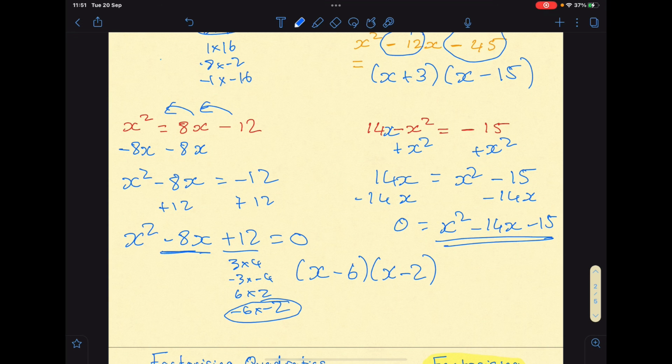Now it's in a form I can factorize. So what makes negative 15? Minus 15 times 1. 15 times minus 1. This is the one I need because it adds up to negative 14. So my final answer is x minus 15, x plus 1. Okay.